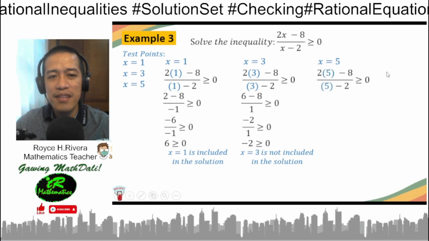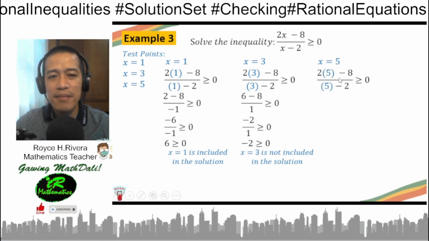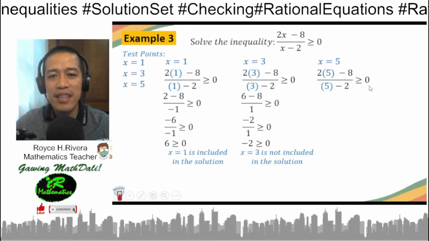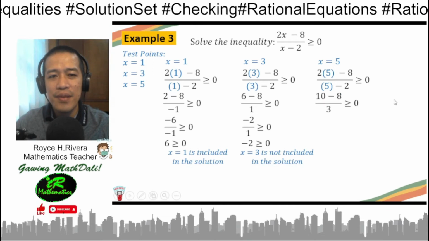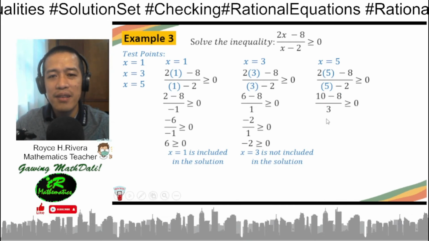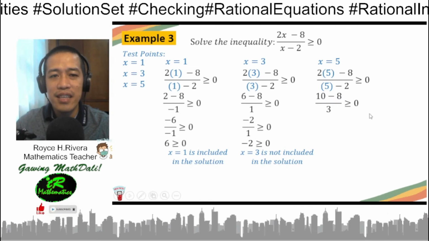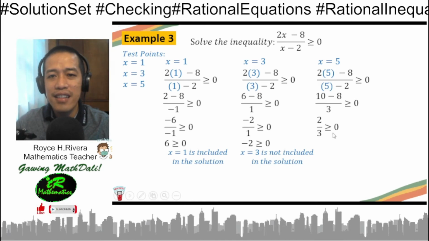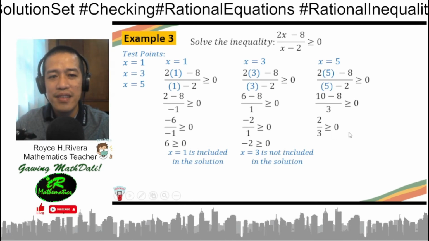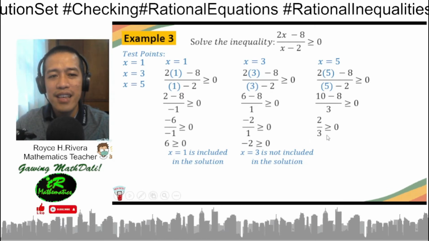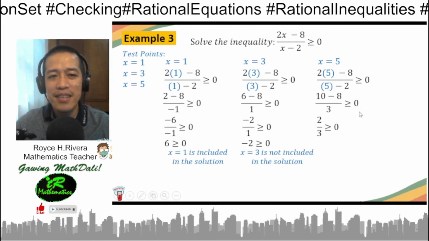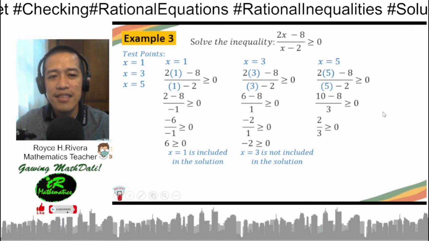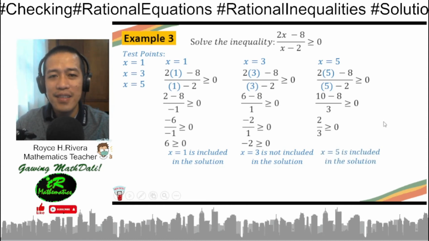By substitution, we have 2 times 5 minus 8 all over 5 minus 2 greater than or equal to 0. We will get 10 minus 8 all over 3 greater than or equal to 0. Then we have 2 over 3 greater than or equal to 0. So it is true that 2 over 3 is greater than or equal to 0. Therefore, the value of x, which is 5, is included in the solution.